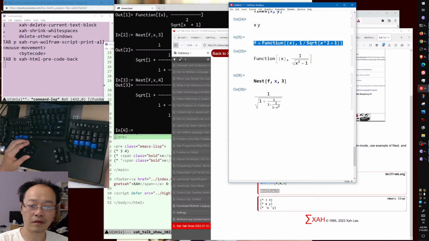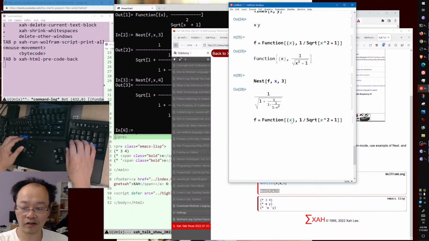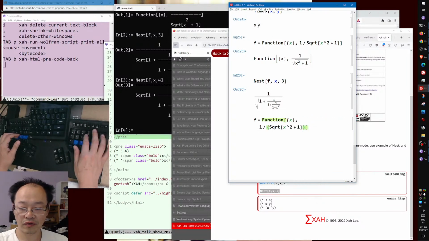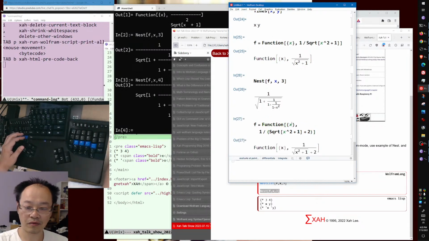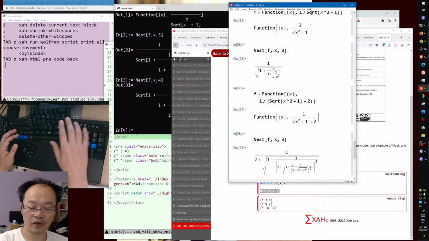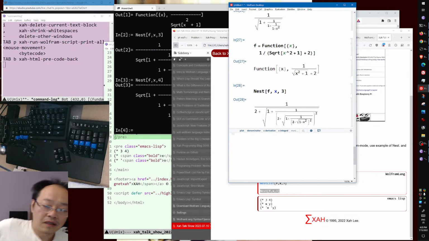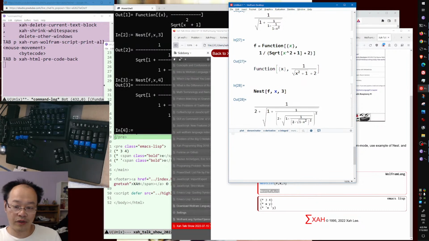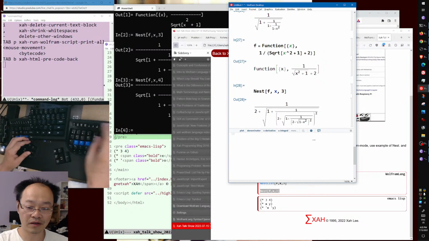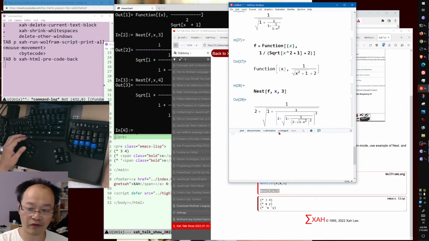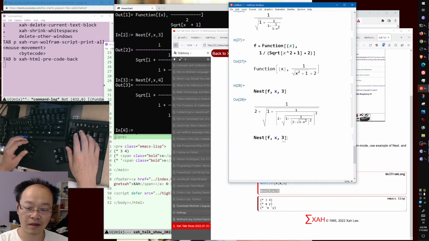Let's redefine our function to be plus 2, okay? Let's redefine our function to be that. Then let's compute that. There it is. Now we got multiple nested square roots, okay? This is the typeset format. Now you can look at this in full form, okay?